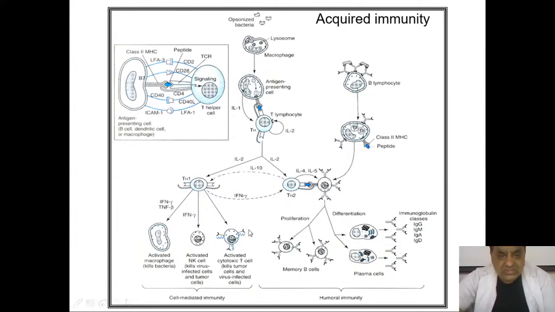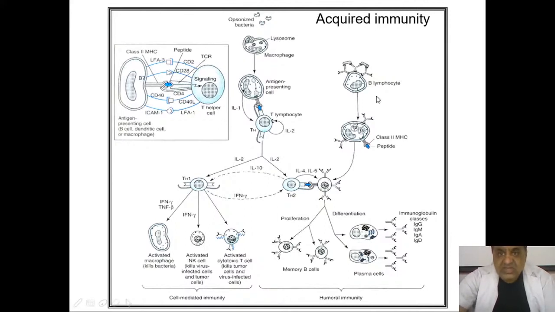The Th1 response is activating the cell-mediated immunity arm, CMI, by activating macrophages by interferon gamma, TNF beta, or by the same interferon gamma activating natural killer cells, which helps in killing viruses and tumor cells. And the cytotoxic T cells, the CD8 T cells, get activated, and now have their cytotoxic action, which I have described a minute back.